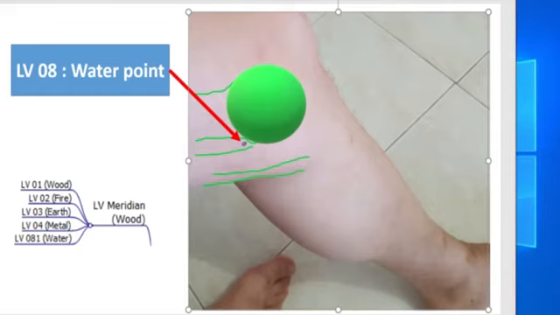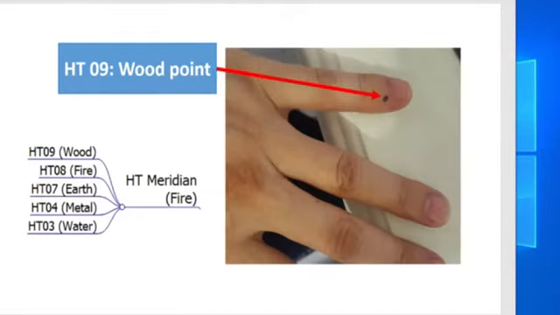And next one is the heart meridian. The heart meridian 5 elements we learn. First point is HT9. Just start here. The same as the left side, at the top, the line's mid cross point. This one is the wood point.